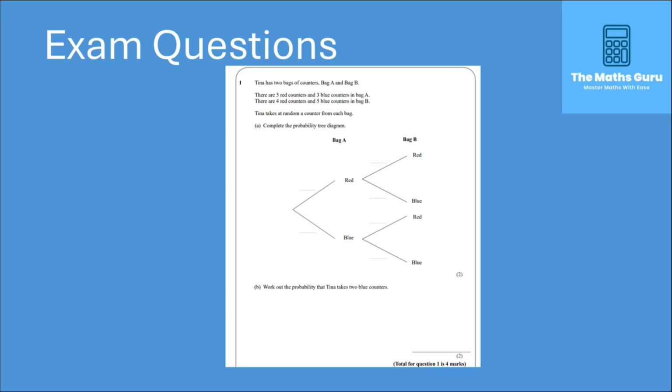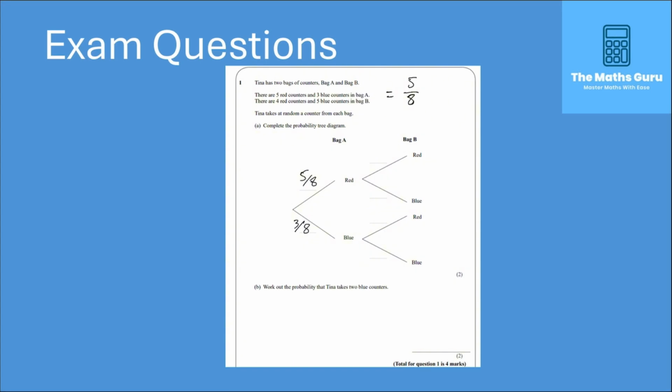Okay, so in bag A, we are told there's 5 red and 3 blue, meaning there's a total of 8 counters. So 8 is our denominator. The probability for red, therefore, is 5 out of 8, so we can fill that in here. And we know that they're supposed to add to 1, so 5/8 plus 3/8 gives us our 1.